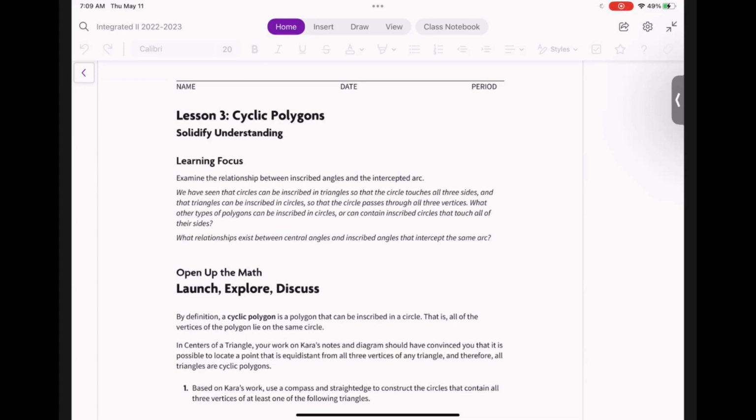We have seen that circles can be inscribed in triangles, so that circles touch all three sides, and that triangles can be inscribed in circles, so that the circle passes through all three vertices. What other types of polygons can be inscribed in circles or can contain inscribed circles so that circles touch all of their sides? What relationships exist between central angles and inscribed angles that intercept the same arc? So we're really looking at circles now, and we're looking at angles within those circles, and then even later on outside those circles or on the circles. So when you were going through this, your question should always be, how are those related?